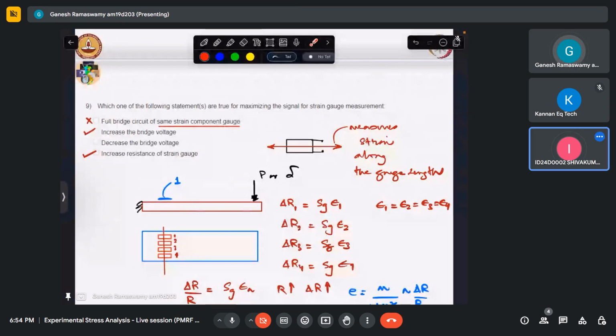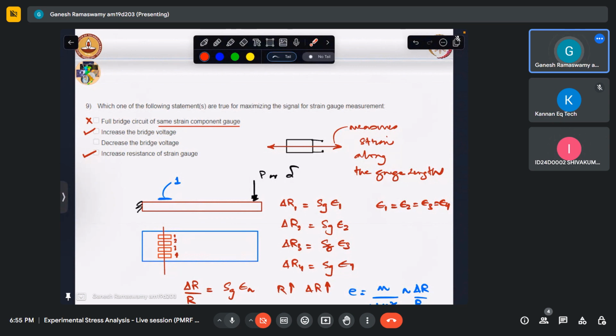So what would happen is, even though strain has nothing to do with the resistance, strain is from the mechanics of the problem, what we are trying to measure, but the effect that it brings about in the change in the resistance makes our output amplified. That resistance, what we have selected for the strain gauge, definitely has a bearing on that. That is what you are saying.